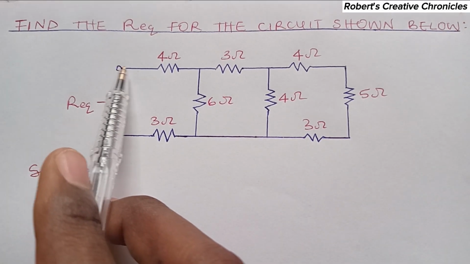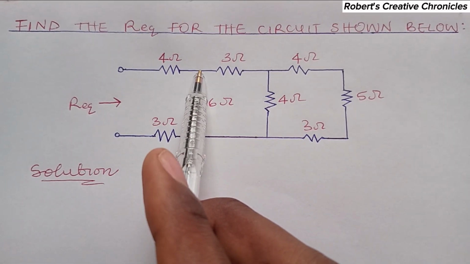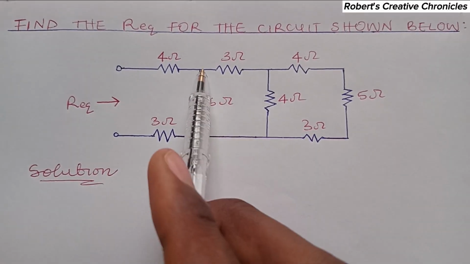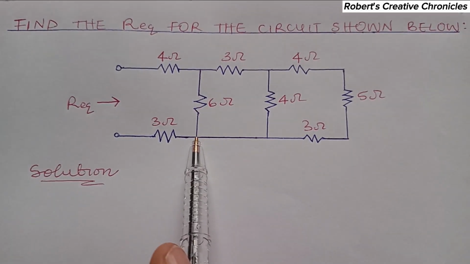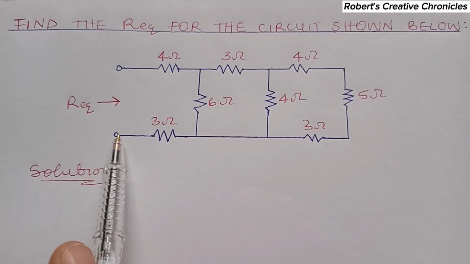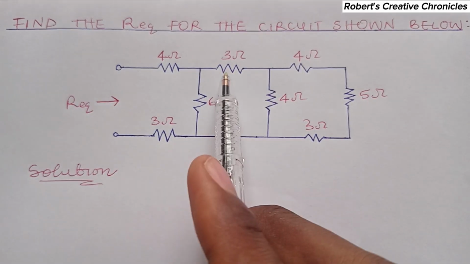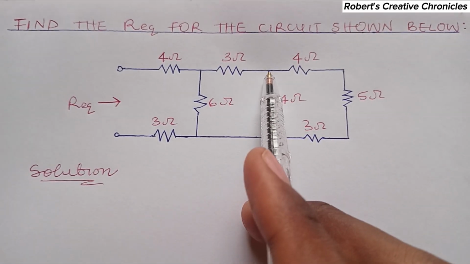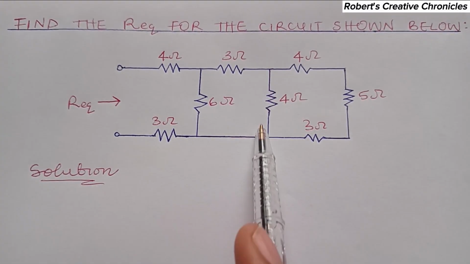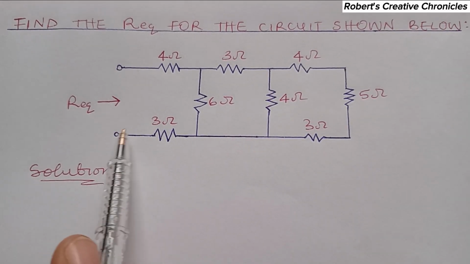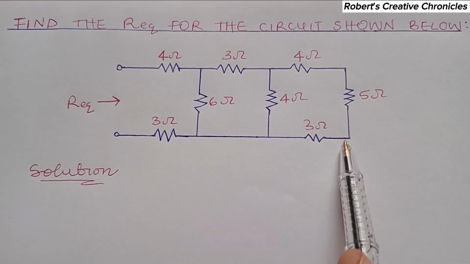When the current flows through here and comes to this point, it will divide into two. A portion of the current will enter here and a portion will enter here and come out through here. So when the portion that enters the 3 ohms comes here, it will also divide into two. The portion will enter here and come out. The portion will also enter here and come out.